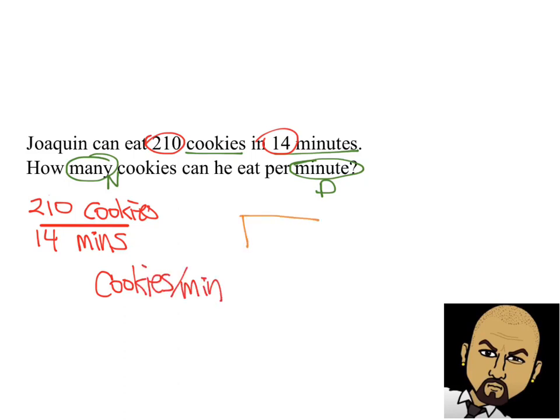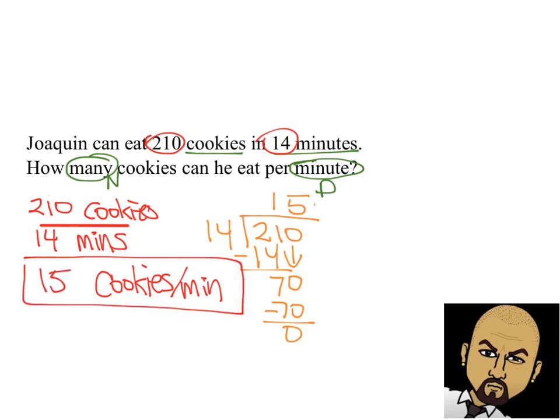And then you're going to divide 210 by 14. And what's my favorite restaurant? In-N-Out. 210 divided by 14. 14 goes into 21 one time. You subtract, you end up with 7. Bring down the 0. 14 goes into 70 5 times, and you subtract. And so we end up with 15 cookies per 1 minute, which is cookies per minute.